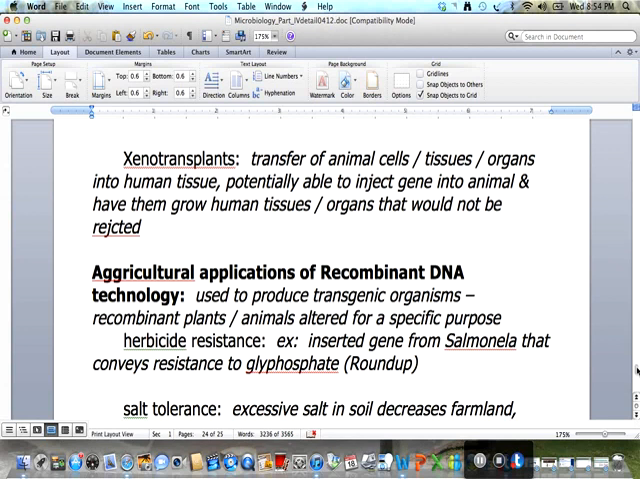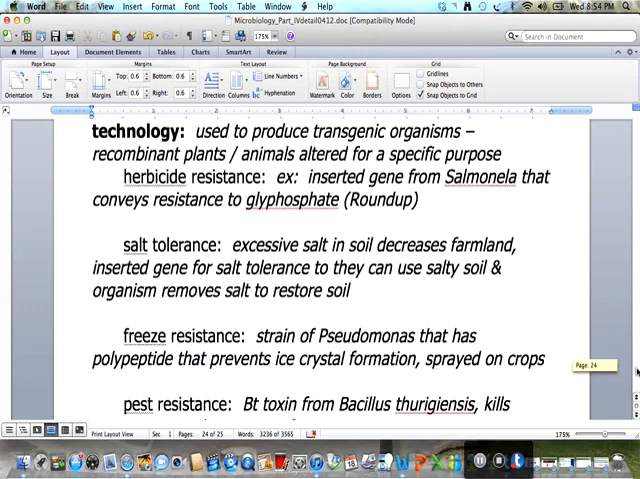DNA technology has many uses in agriculture. It is used to produce transgenic organisms, which are recombinant plants or animals altered for a specific purpose. A gene from Salmonella conveying resistance to glyphosate, or Roundup, is used to create herbicide resistance. A gene for salt tolerance has been inserted to allow organisms to grow in salty soil. Excessive salt in soil decreases farmland available, and this organism is able to remove the salt to restore the soil.